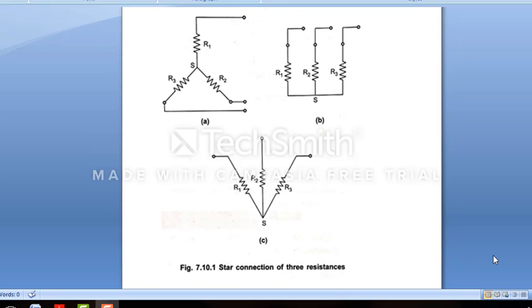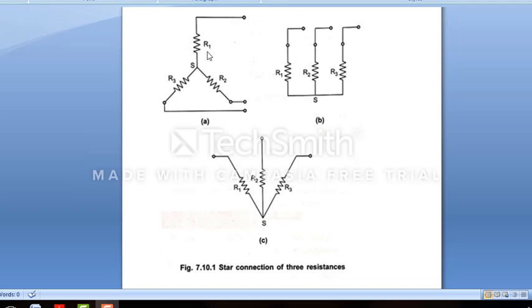In the last lecture we saw the series and parallel connection, and we solved numericals on series-parallel connection. So today's topic is star connection and delta connection. Here you can see the star connection circuit. These three circuits are there. What is meant by star connection of resistances?